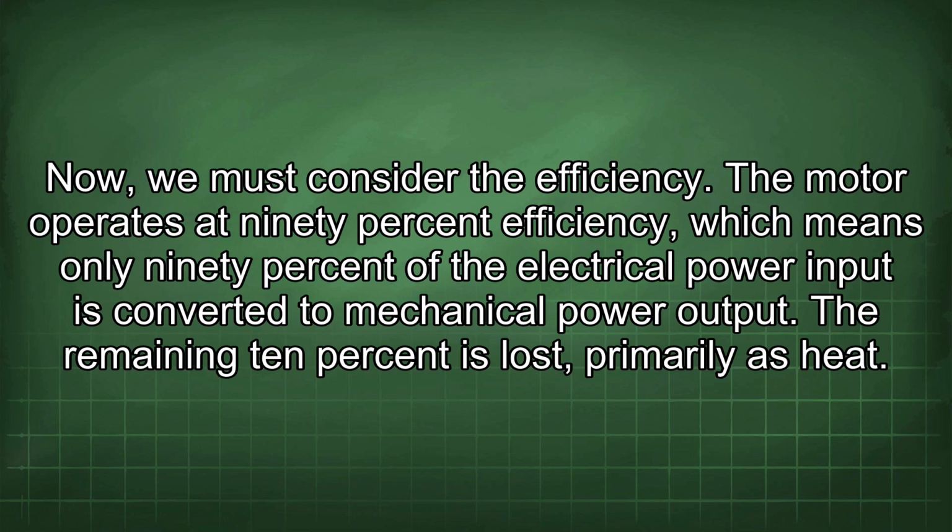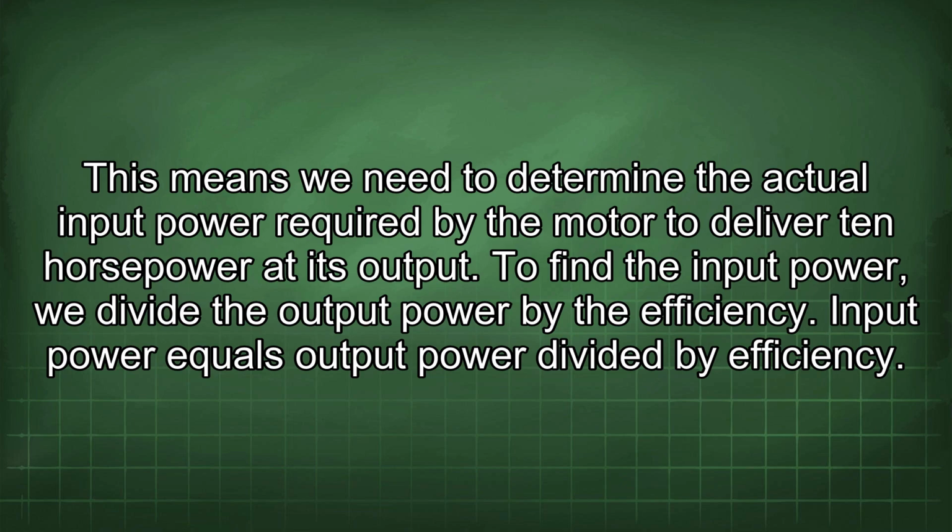Now, we must consider the efficiency. The motor operates at 90% efficiency, which means only 90% of the electrical power input is converted to mechanical power output. The remaining 10% is lost, primarily as heat. This means we need to determine the actual input power required by the motor to deliver 10 horsepower at its output. To find the input power, we divide the output power by the efficiency. Input power equals output power divided by efficiency.